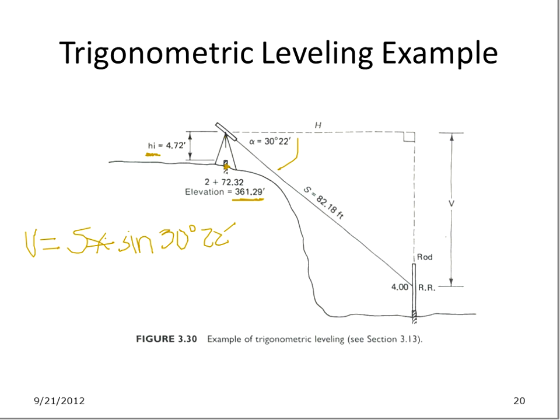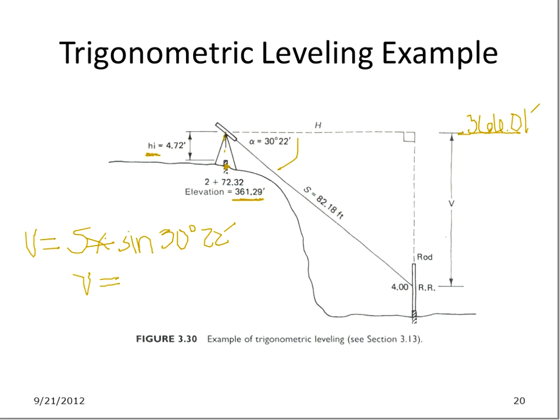So if we know right here we're at an elevation of 361.29 and we're going up 4.72 feet, then the elevation right here is 361.29 plus 4.72. I was seeing if I had this written down so I don't have to punch it in my calculator. That would have been good, but I don't. 361.29 plus 4.72 is 366.01. So the elevation right here is 366.01 feet.